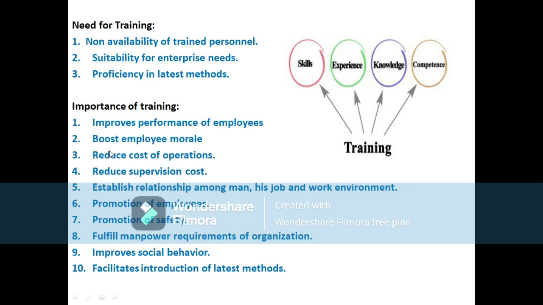And coming to the second one, suitability for enterprise needs: according to the needs of the organization, specific jobs have to be conducted.